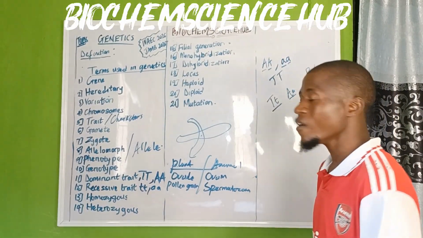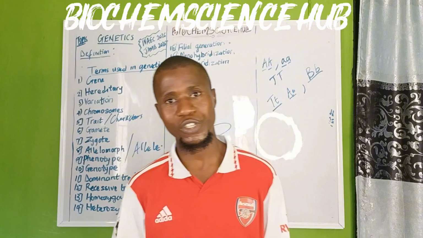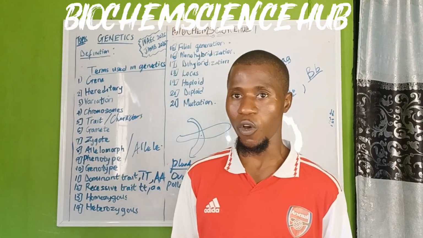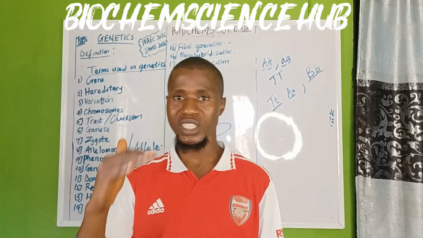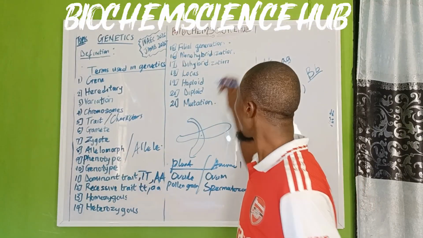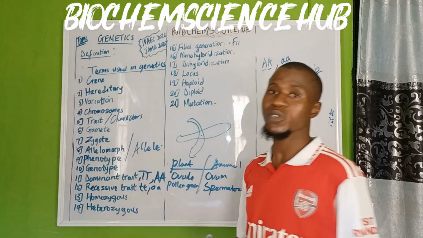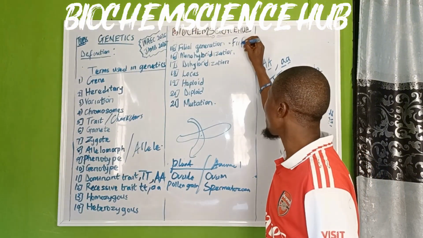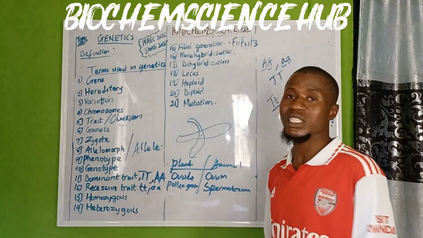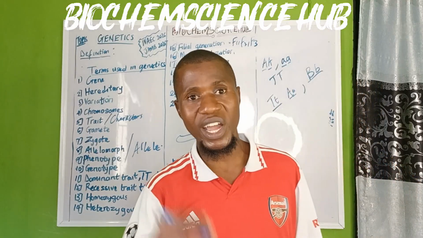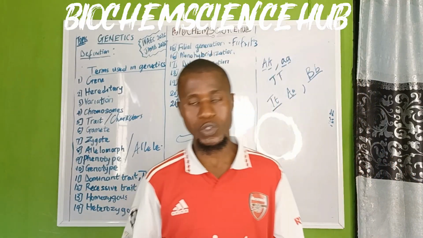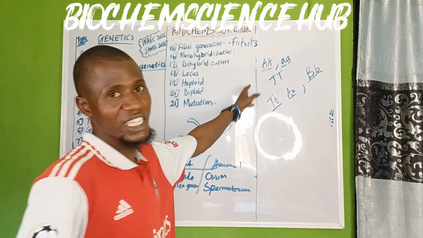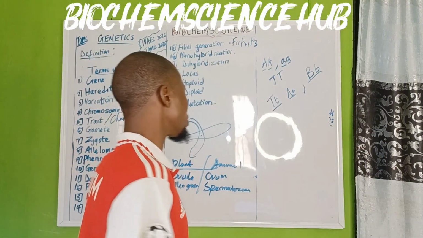Filial generation has to do with the union of parents to produce an offspring. So we have F1, which simply means first filial generation between parents to produce offspring, and we have F2, F3. So that's the meaning of filial generation. They might ask you to find the F2 of a crossing between this and this. That is, they expect you to find the second filial generation of that particular crossing.